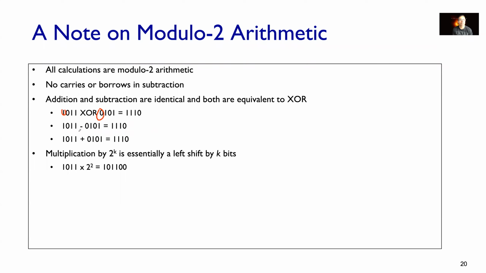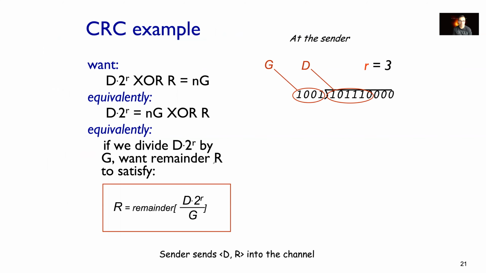So even when you're doing subtraction, you're effectively doing an XOR. Even when you're doing addition, you're doing an XOR. So basically, you're just XORing, whether it be addition, subtraction, or whatever. Multiplication is, of course, left shifting by those number of bits, which we have already seen.